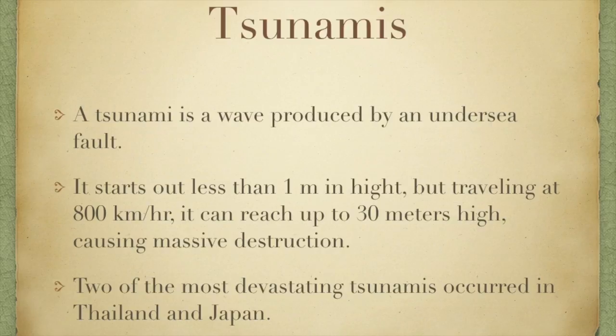Tsunamis. A tsunami is a wave produced by an undersea fault. It starts out less than 1 meter in height, but traveling at 800 kilometers an hour, it can reach up to 30 meters high, causing massive destruction.